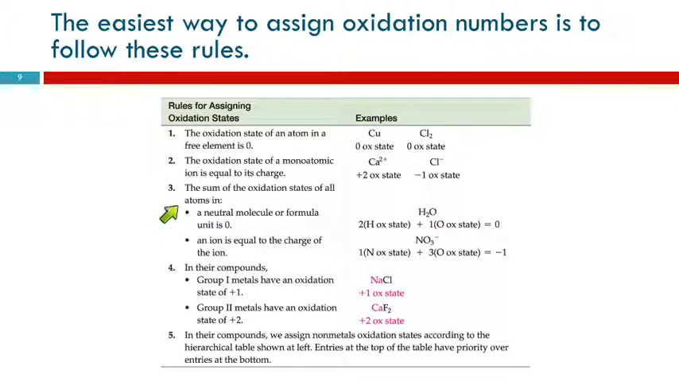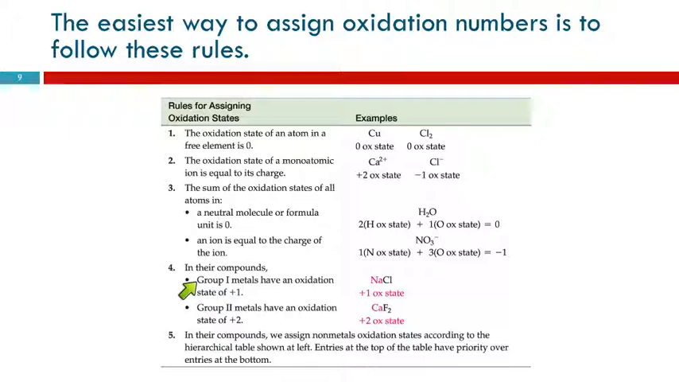The sum of the oxidation states of all atoms in a molecule or a polyatomic ion is equal to the overall charge on that thing. So if you have a neutral molecule like water, then the oxidation states of the 2 hydrogens and the oxygen in there have to add up to 0. If you have a polyatomic ion like nitrate, then the oxidation states of the individual atoms have to add up to the overall charge, which is 1-.